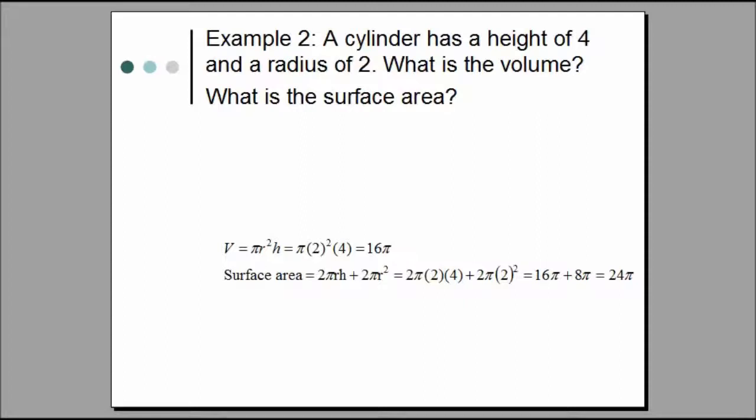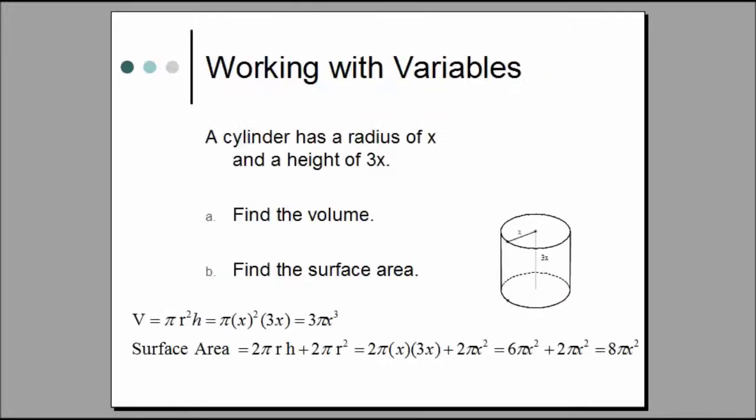The surface area is 2 pi rh plus 2 pi r squared. Substituting gives us 2 pi times 2 times 4 for the lateral portion, and then 2 pi times 2 squared for the bases. The arithmetic gives us 16 pi plus 8 pi, which is 24 pi.